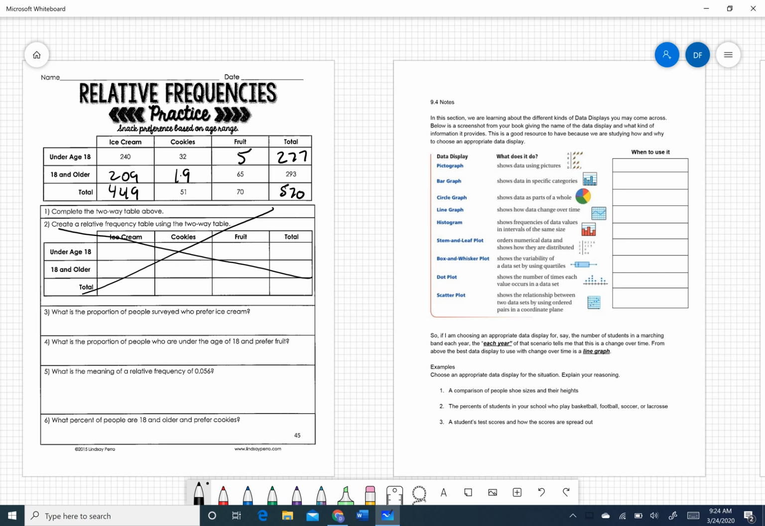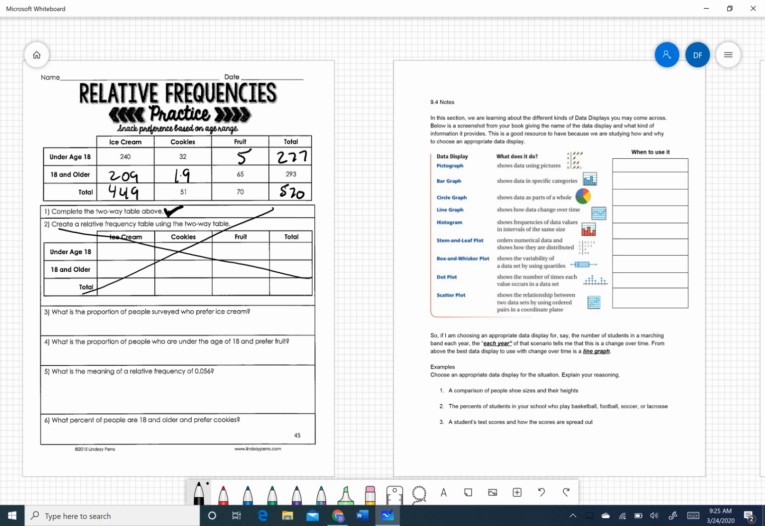So if we look at the do now, we had to go ahead and complete our two-way table, right? I completed it already before I started the video just to save a little bit of time because there is going to be a lot of talking in 9.4. And again, we're not doing a lot of math with 9.4 today. So with relative frequencies, we filled out the table. We used the information that we were given to find the missing values in our two-way table. That was question one, which I did.